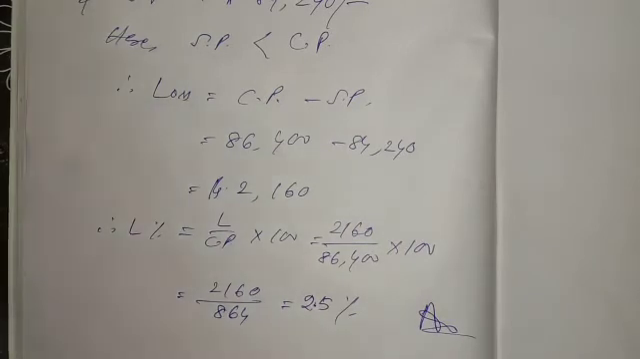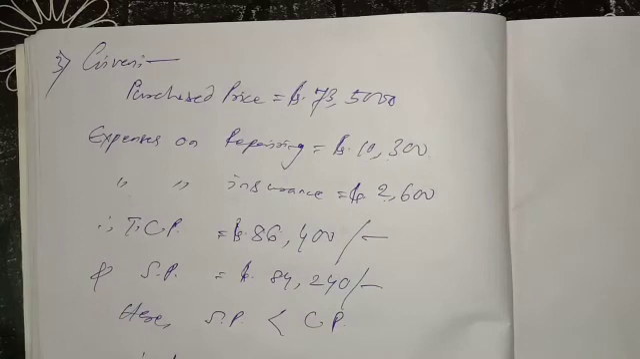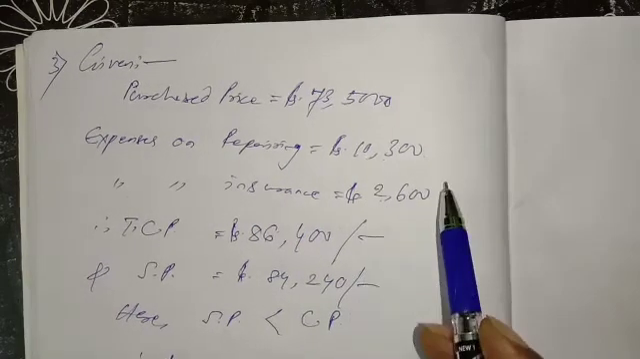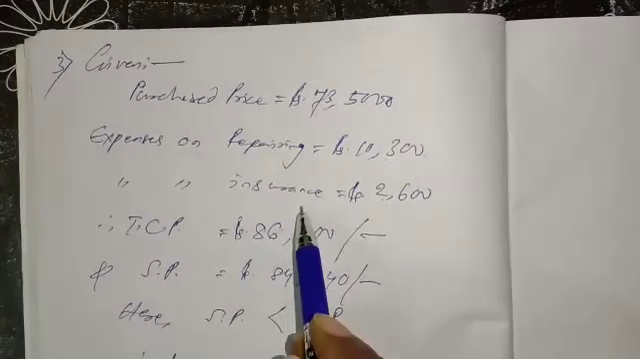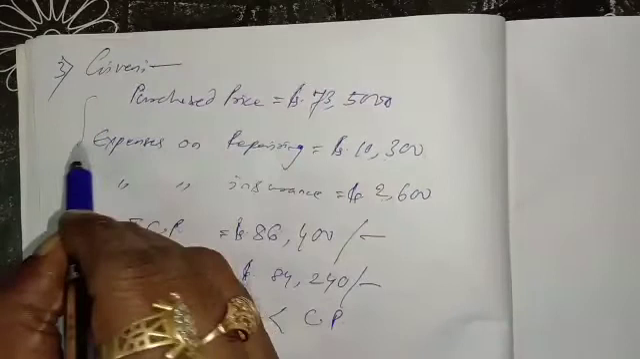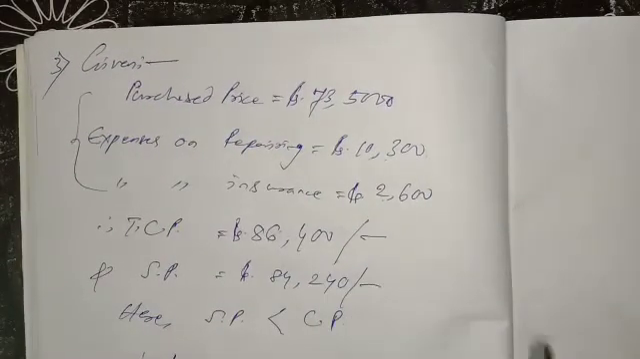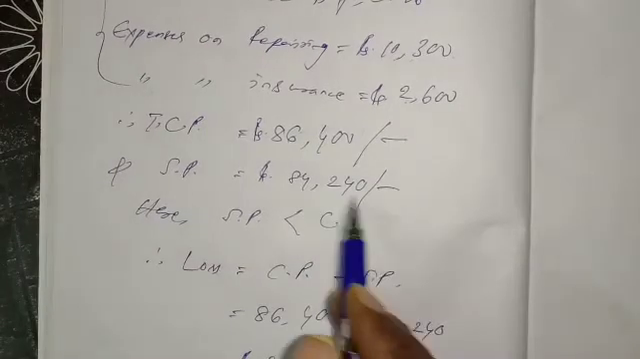Let me explain again. The purchase price of an old car is 73,500. Expense on repairing, that is 10,300. Expense on insurance, that is 2,600. You have to add all the three. You will get total cost price, adding all the three, 86,400. The selling price is equal to 84,240.